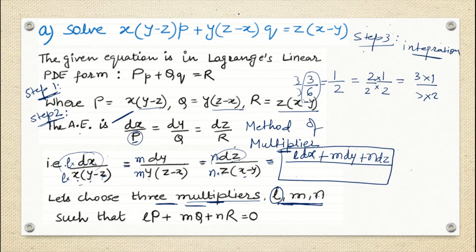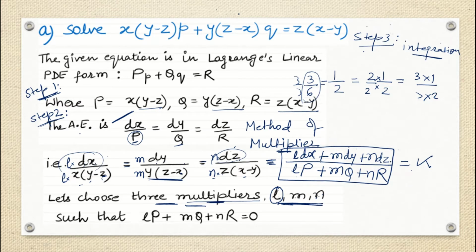Capital P is x, y minus z. So I'm writing L into capital P plus M into y, z minus x, which is my capital Q, plus N into z, x minus y, which is my capital R. Okay, so I'm writing in this fashion. I have to choose the multipliers in such a way that writing in this fashion will be equal to the other fractions. And if it is equal to the other fractions, all 4 fractions I can equate to k. That is okay?